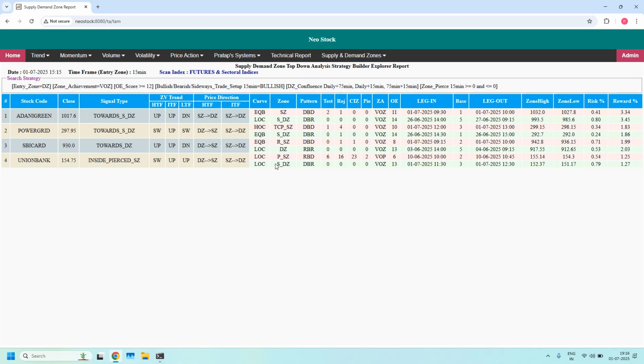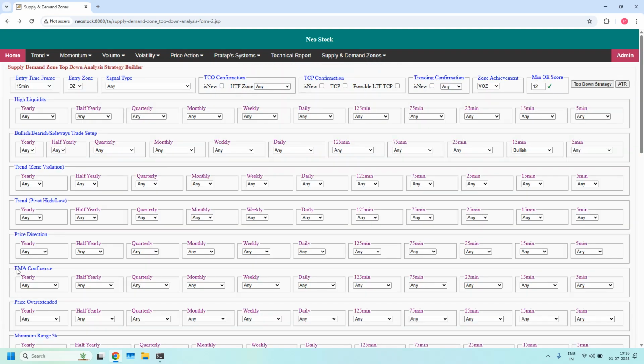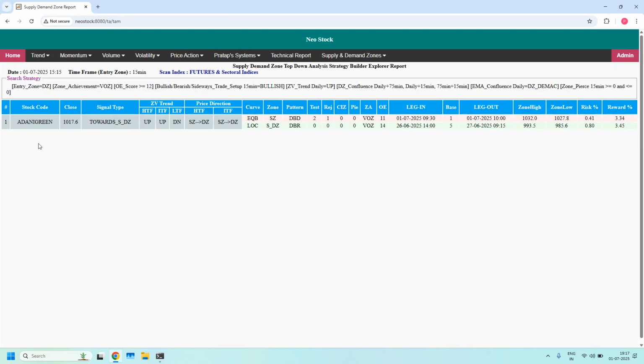In these 4 stocks, the 15 minutes demand zones are overlapped with the 75 minutes demand zone, and both together are again overlapped with the daily demand zone. But the daily trend is up in only 2 stocks. Let us verify in these two stocks whether any daily demand zones have daily EMA confluence. And also the trend on the daily time frame should not be sideways. It should be uptrend because it is a bullish trade setup. So one stock is filtered.